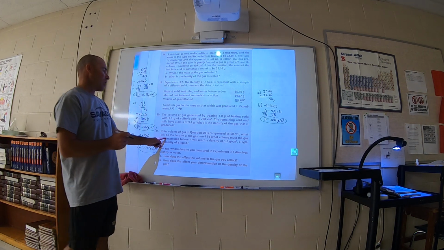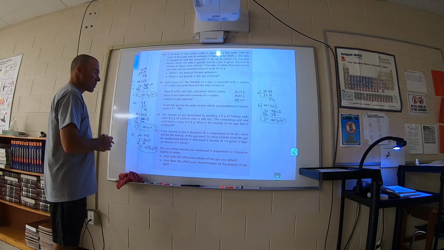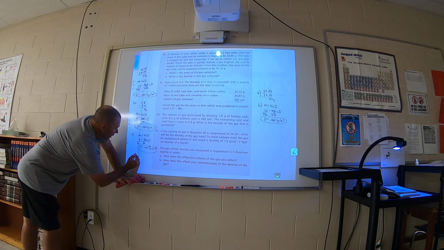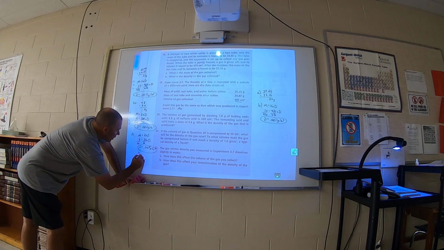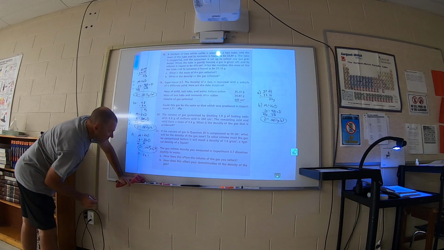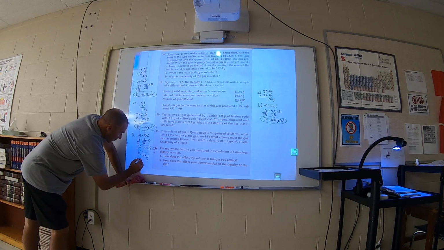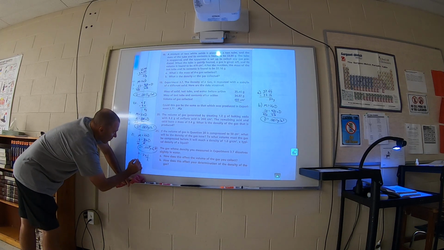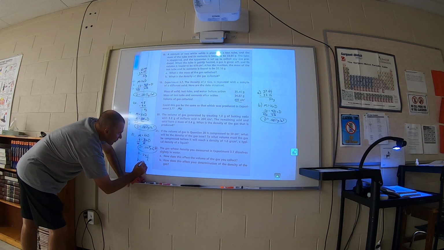Then it says, to what volume must the gas be compressed before it reaches a density of 1, which is the typical density of a liquid? So here's the equation. We know the mass is 0.4. We're trying to find the volume, and we want to know what it would be if the density is 1. So divide both sides by 1. I guess I should cross those off. And you end up with a volume of 0.4 cubic centimeters.